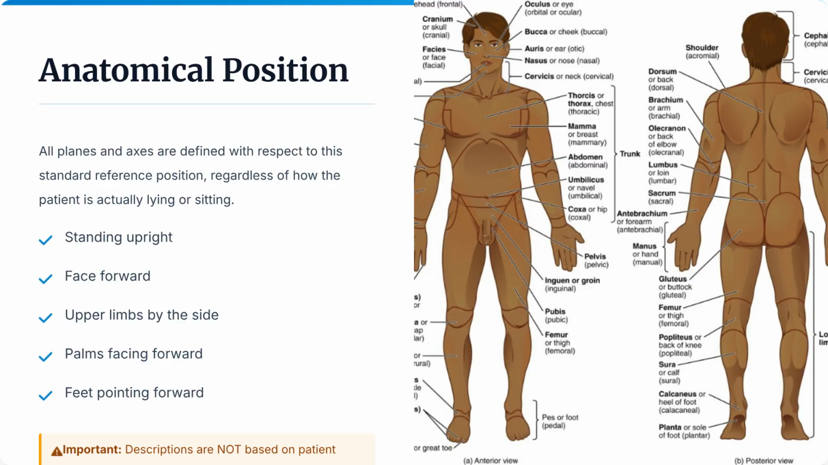All anatomical descriptions are defined with respect to the anatomical position, regardless of the patient's actual posture. This position involves standing upright, facing forward, with upper limbs by the side, palms facing forward, and feet pointing forward. Descriptions are not based on patient posture.